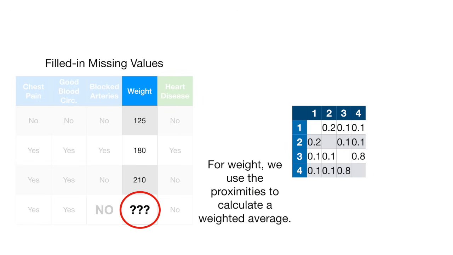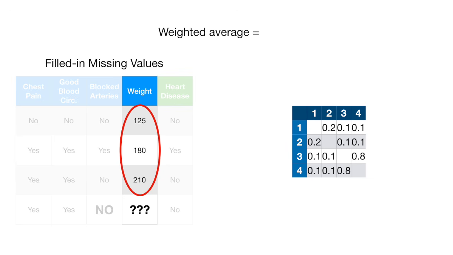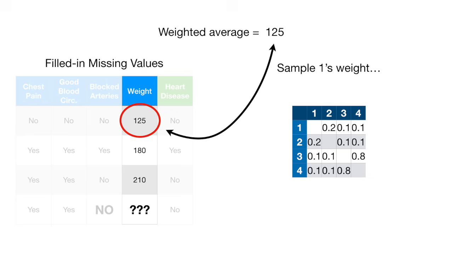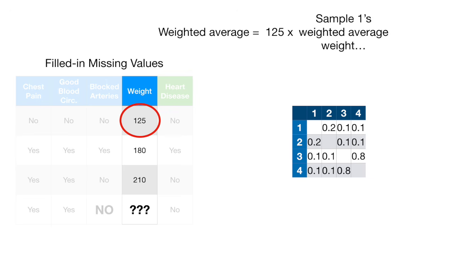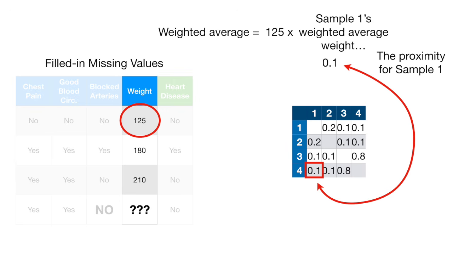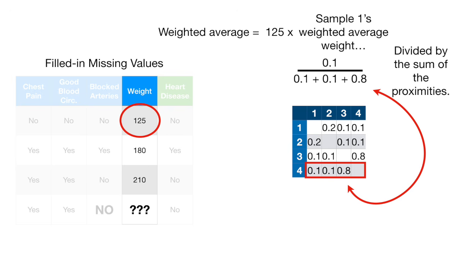For weight, we use the proximities to calculate a weighted average. In this case, the weighted average equals sample 1's weight times sample 1's weighted average weight. Sorry if there's any confusion between a patient's weight or a sample's weight and the weight used in the weighted average. To calculate that weight, we start with the proximity for sample 1, divided by the sum of the proximities.